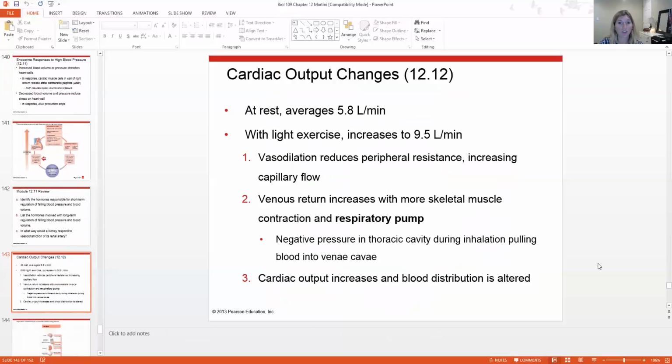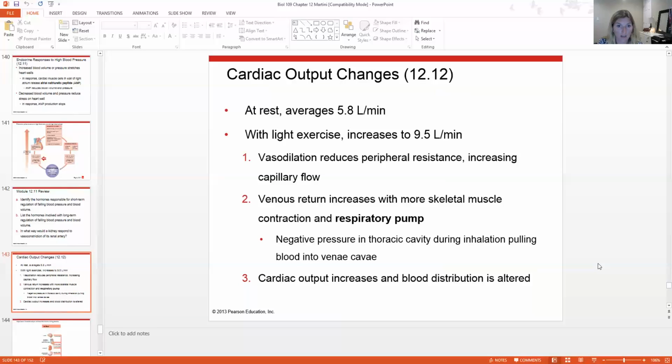Let's talk about changes in cardiac output. At rest, your cardiac output is somewhere around 5.8 liters per minute. With light exercise, it increases, almost doubling to 9.5 liters per minute. Vasodilation reduces the peripheral resistance, increasing the capillary flow. Venous return increases with more skeletal muscle contraction, and the respiratory pump. The respiratory pump is that increase in volume in our thoracic cavity, which is going to squeeze some of the blood back into the heart. So inhaling, it's going to pull blood into the vena cava.